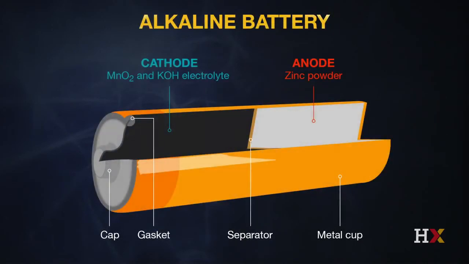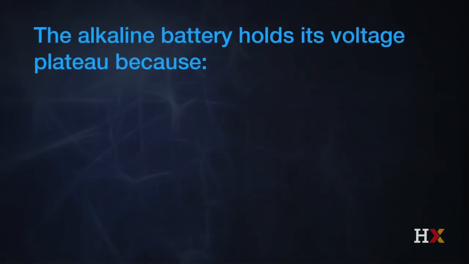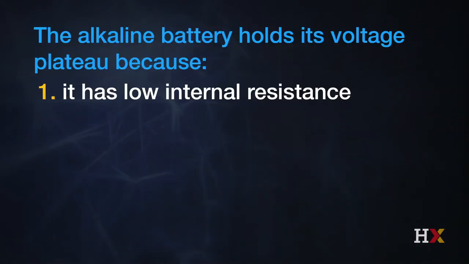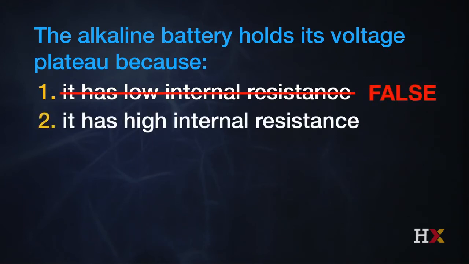Let's look at another battery type, the alkaline battery. And this is very common in electronic systems. And the question is, the alkaline battery holds its voltage plateau because, one possibility, it has low internal resistance. That is, it allows electrons to flow out of it without any impediment. That turns out to be incorrect. It has high internal resistance. That turns out to be incorrect because the internal resistance has absolutely no effect on the voltage plateau.